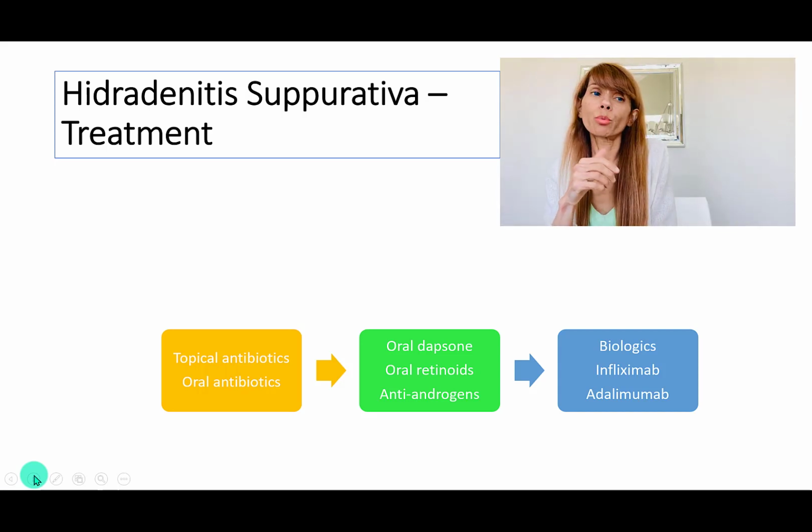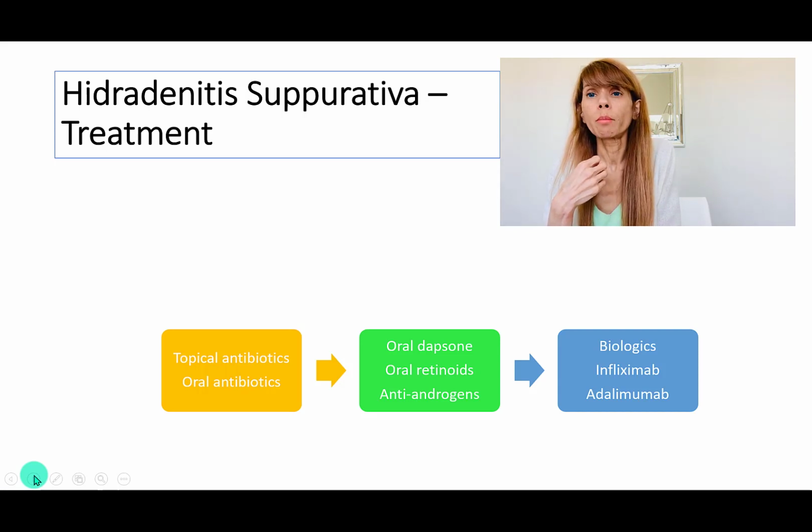Treatment of hidradenitis suppurativa basically involves antibiotics. Most of the time you need to use oral antibiotics. There is oral Dapsone for relief of the symptoms. The oral retinoids, for example, Accutane, can be used.